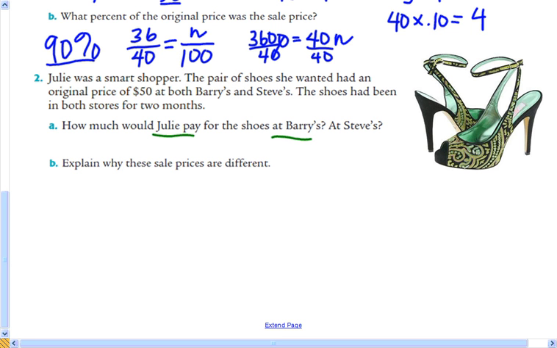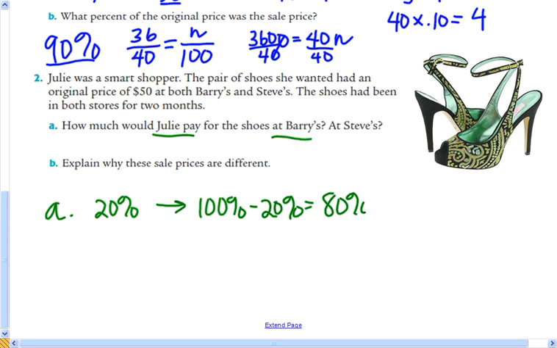At Barry's, she gets a 20% discount. So we're going to take 20% off. Now we'll just think about that. If we take 20% off of our original price, which is 100%, 100% minus 20% means we're going to pay 80% of the original price.